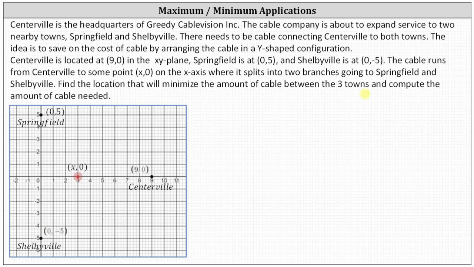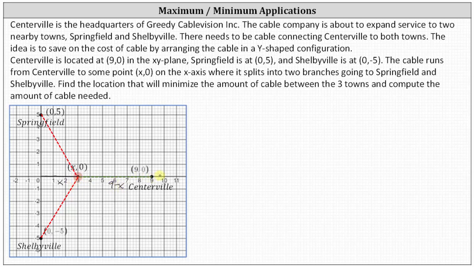So first, the configuration is going to look something like this, where the cable starts at Centerville, travels along the x-axis to the point (x, 0), and then splits, and one branch goes to Springfield, the other branch goes to Shelbyville. Since we labeled the point where the cable splits (x, 0), we know this horizontal distance here along the x-axis from the origin would have to be x units, which indicates the distance from Centerville to where the cable splits would have to be 9 minus x, this horizontal distance here.